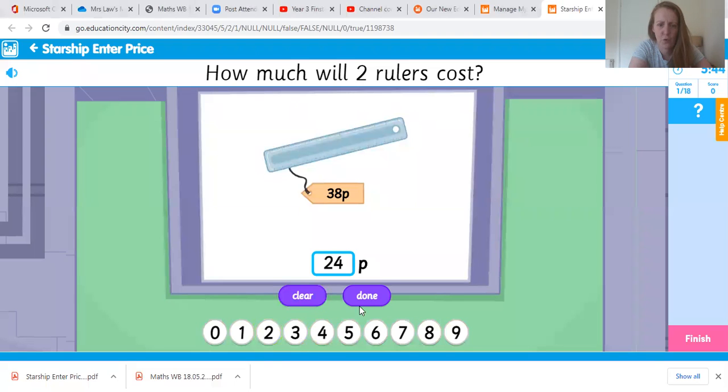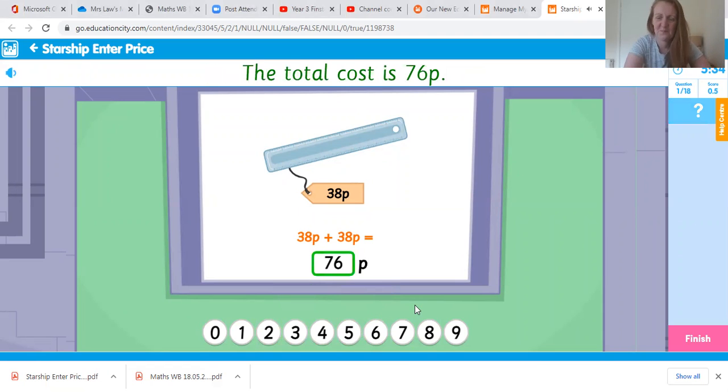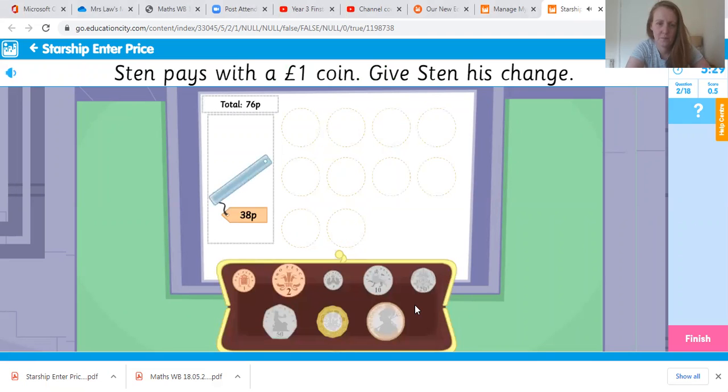So we figured out it's 24p. Let's see if we were right. How much will 2 rulers cost? It would help if I read it, wouldn't it? So we said 2 rulers would cost 76p, didn't we? The total cost is 76 pence. Sten pays with a £1 coin. Give Sten his change. So we've now worked out that he needs 24 pence.